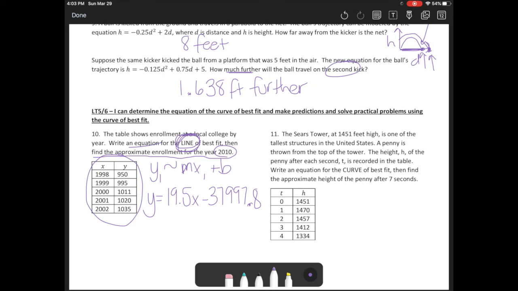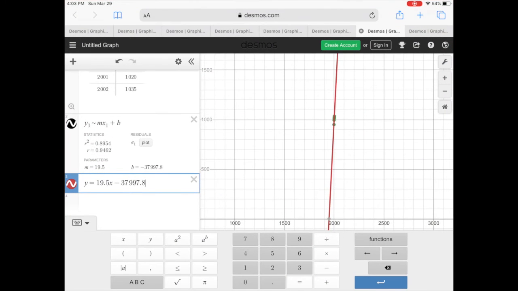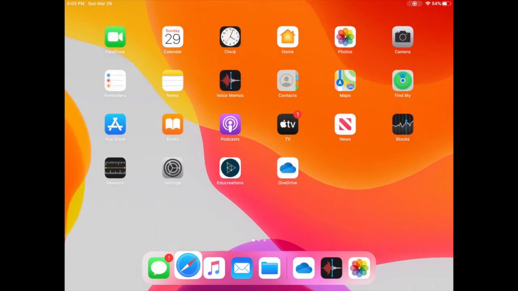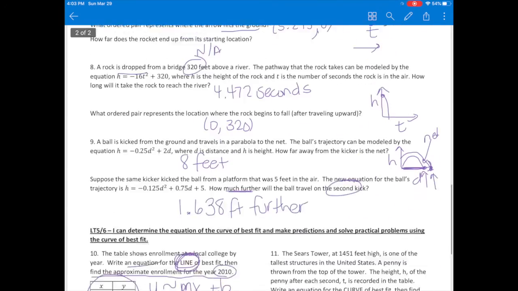Then find the approximate enrollment for the year 2010. The way you do that is you take 2010 and you put it in right here for x. So 19.5 times 2010 minus 37997.8. I'm going to let Desmos do that math for me. I'm going to take this away so it's not an equation anymore, and instead of x, I'm going to put in 2010. All right, and I see that the enrollment should be 1197.2, which would be 1197. You can't have 0.2 of a person.